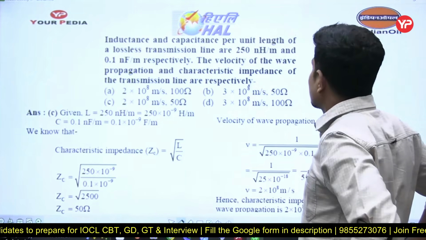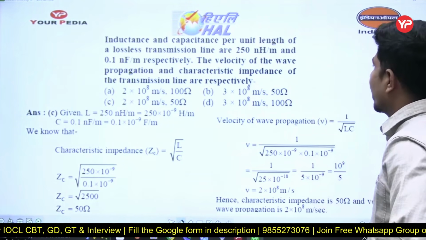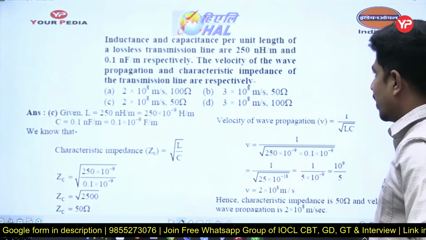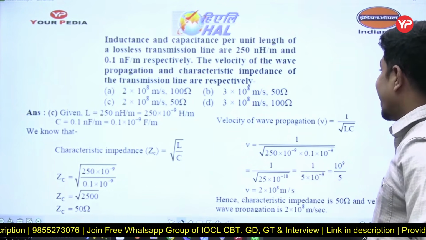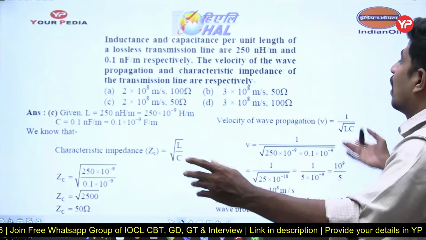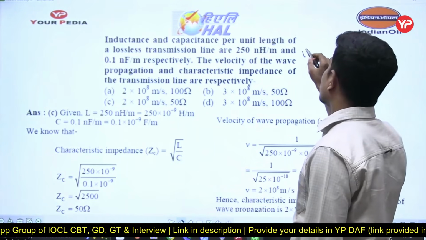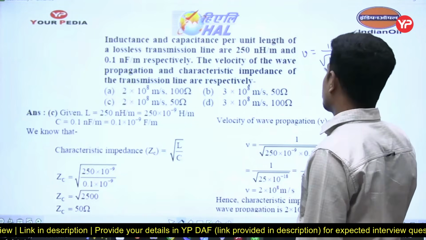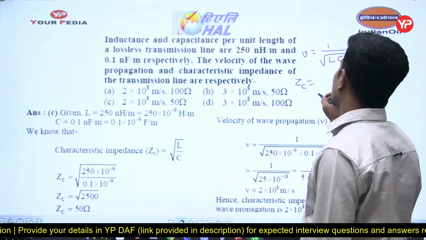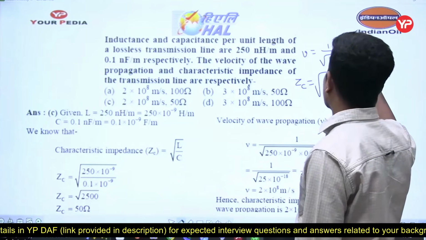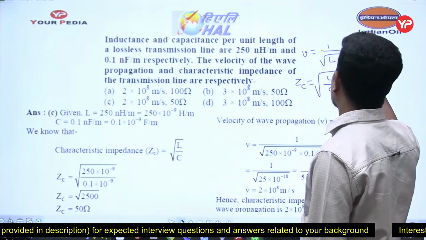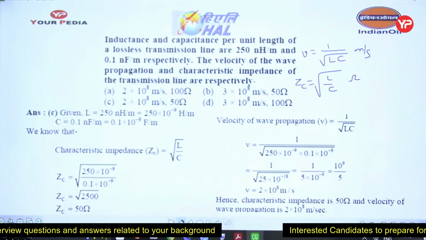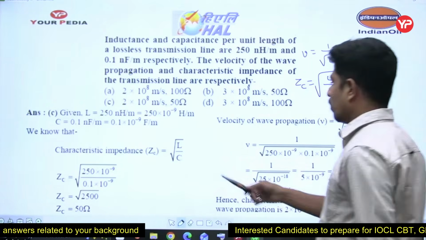Yes, I'll solve this. What is it saying? The inductance and capacitance per unit length of a lossless transmission line are 250 nanohenry per meter and 0.1 nanofarad per meter. The velocity of wave propagation and characteristic impedance of the transmission line are very simple. Velocity V is equal to 1 by under root of LC. Substitute the values of L and C here. And ZC is equal to under root of L by C. V is in meters per second, and ZC is in ohms. That's all.